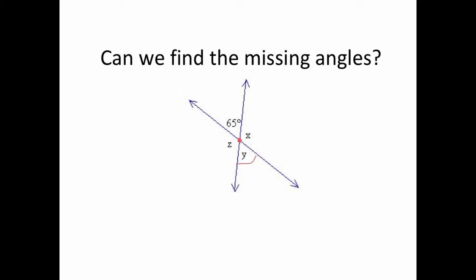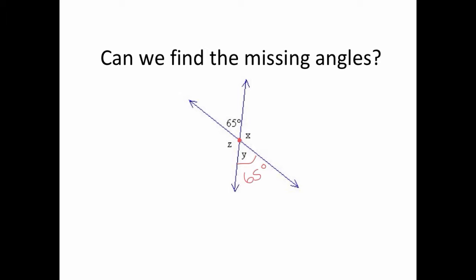Yeah. Angle Y is a vertical angle to angle 65 degrees here because they share a vertex and they are directly opposite the vertex. Therefore, they are congruent if we look at our definition of vertical angles. So the measure of angle Y would be 65 degrees.